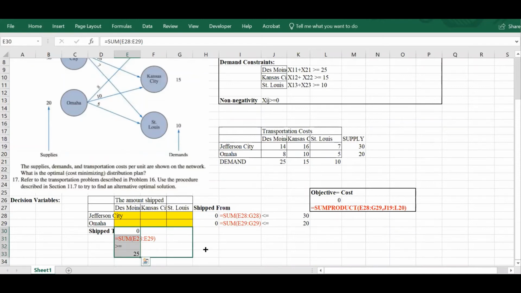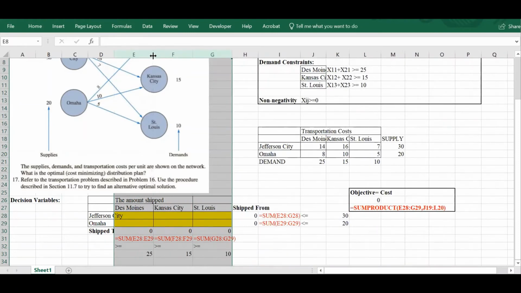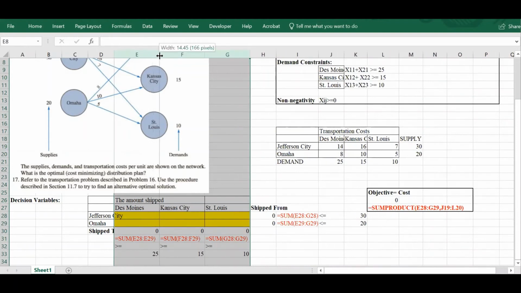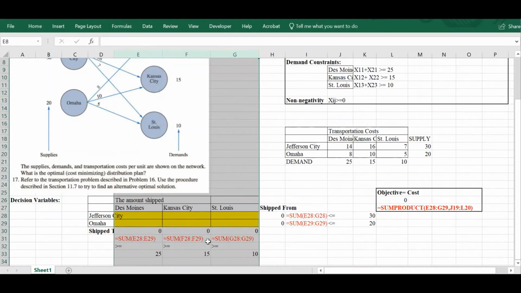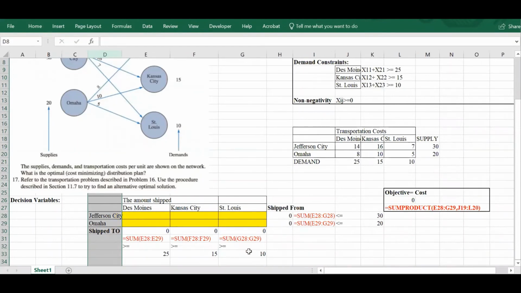If you just set it up right, you can actually enjoy being able to drag it to the right or the left, right? So you being able to copy and paste the formula. So, all right, so this is the demand constraints. The total amount shipped to each one of them should be greater than or equal to the amount that they've asked for.